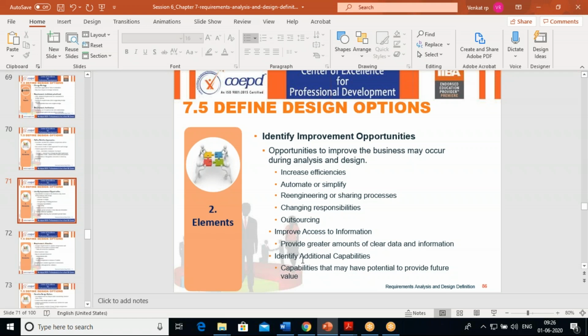And then we have to improve access to the information, like which stakeholder can access what information, and for a process what information should be visible to the concerning stakeholders and the process members, that we should clarify. And we have to identify anything extra, out of this particular application, that we can give back to the client. Any extra features given back to the client, we should also identify.